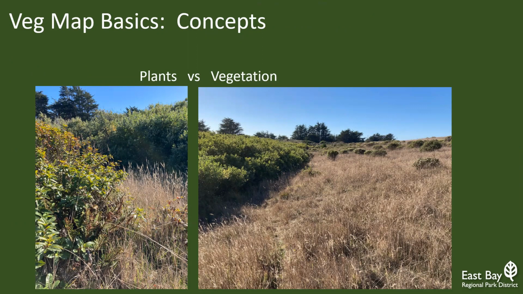So first, I want to talk about the difference between plants and the concept of vegetation. When most people look at their natural surroundings, they notice individual plant species. Now, the concept of vegetation is broader than species. It's zoomed out, it's at the landscape scale. And it's actually the ability to, hang on here, just advance this slide. There we go.